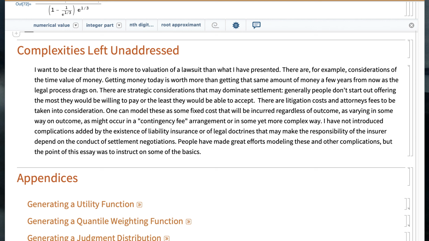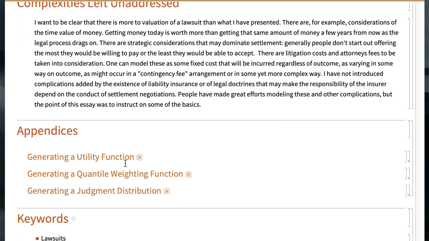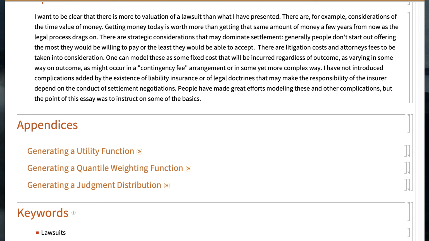But what I wanted to show here is how our understanding of statistics can inform fairly simple yet powerful models of valuation of lawsuits. There is also, you should know, an appendix in this notebook which starts to think about, well, how do you actually get a utility function? How do you get a quantile weighting function? And how do you get a judgment distribution? I think those are best read and not covered in the video, and so I will leave them to you.